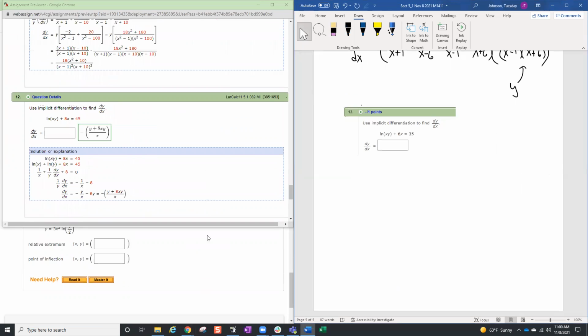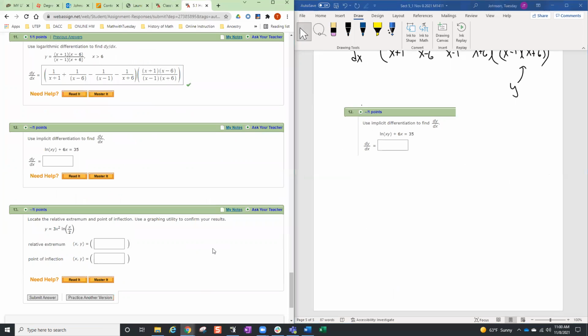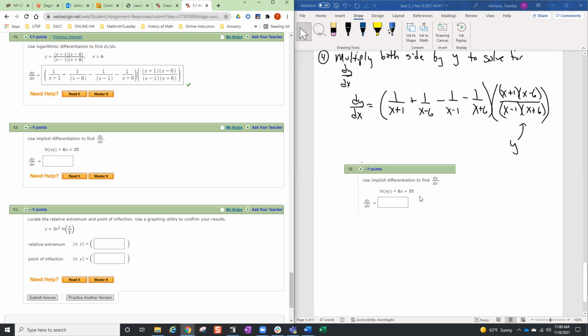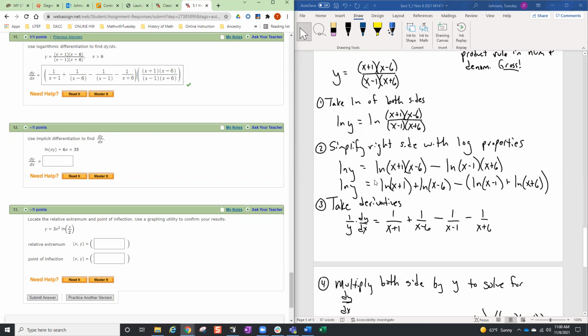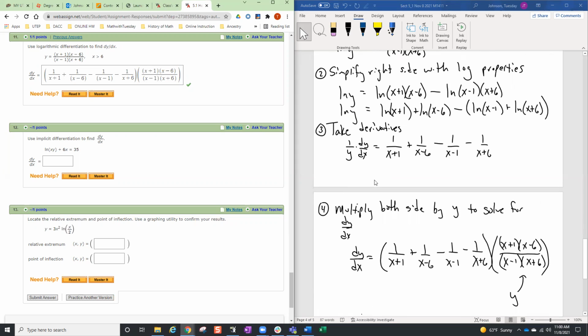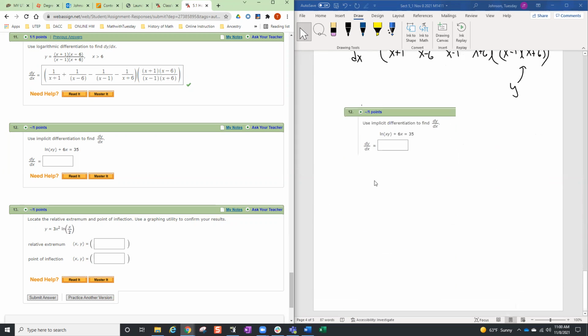All right, number 12. We're going to do my problem here. Natural log of xy plus 6x equals 35. Use implicit differentiation. And we did that, right? We used implicit differentiation up here when we took the derivative of the natural log of y. So without maybe even realizing it, it was part of our process for logarithmic differentiation. Let's give it a shot.